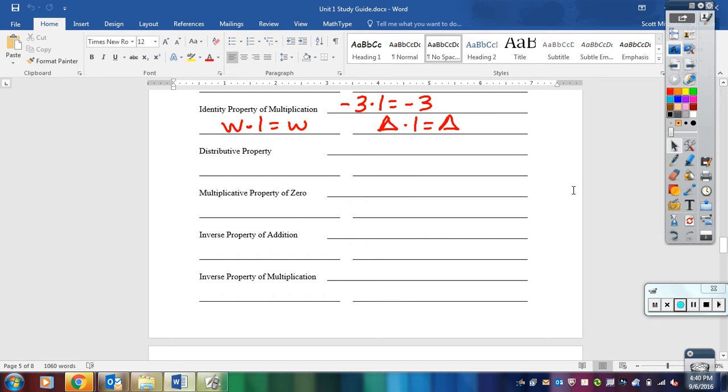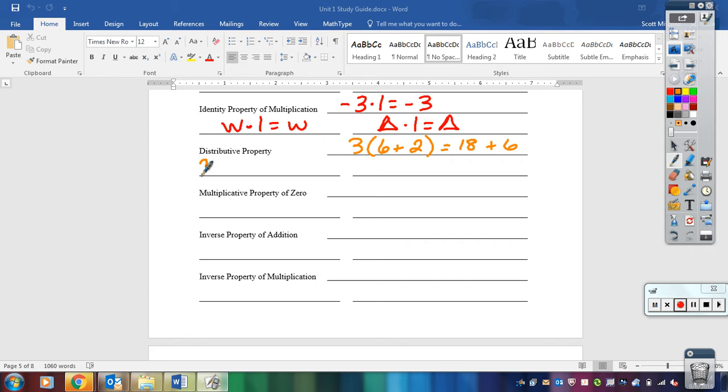The distributive property, also known as the whoosh-whoosh property, is where you distribute or give something out. As you can see, I'll finish off this example. It's a whoosh-whoosh. 3 times 6 is 18. 3 times 2 is 6.